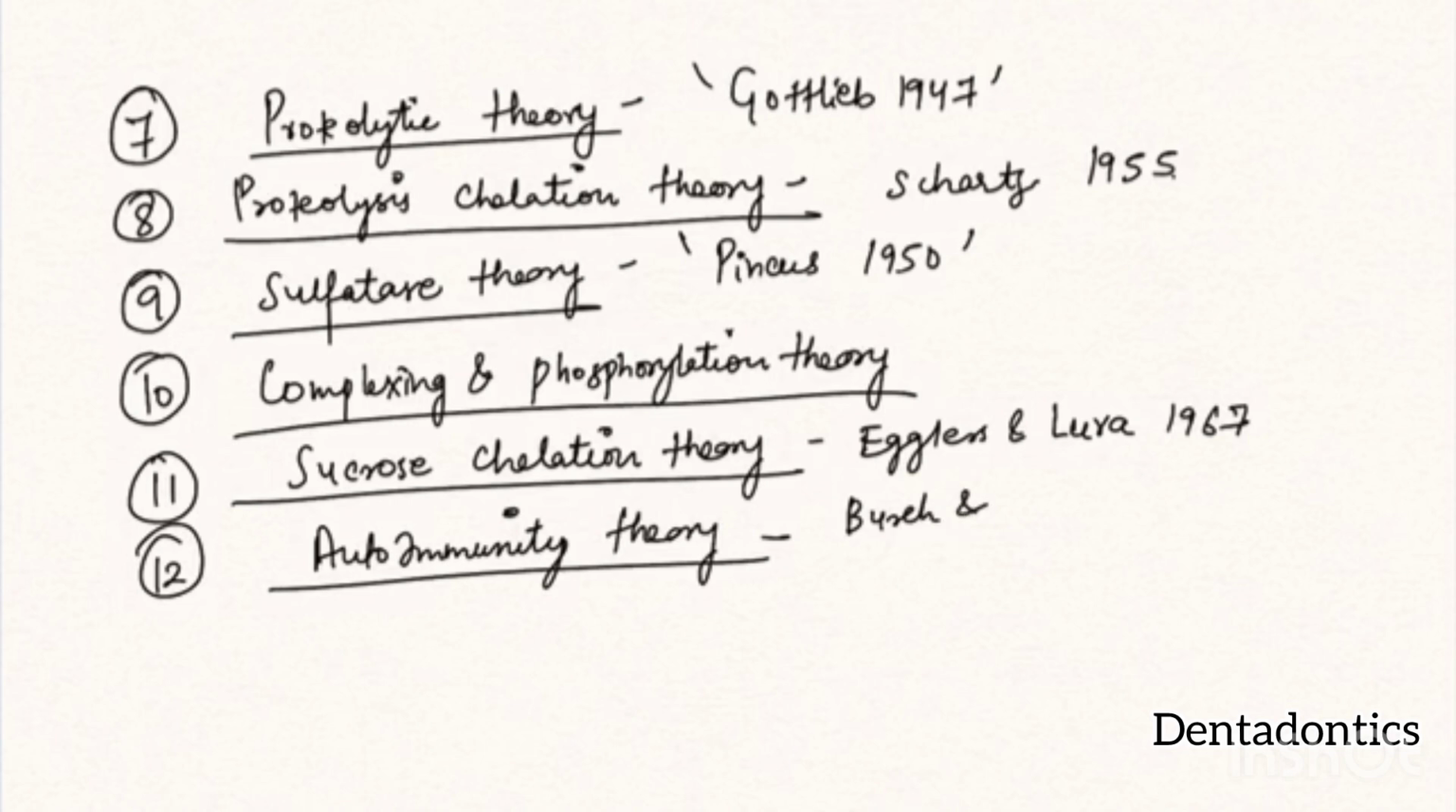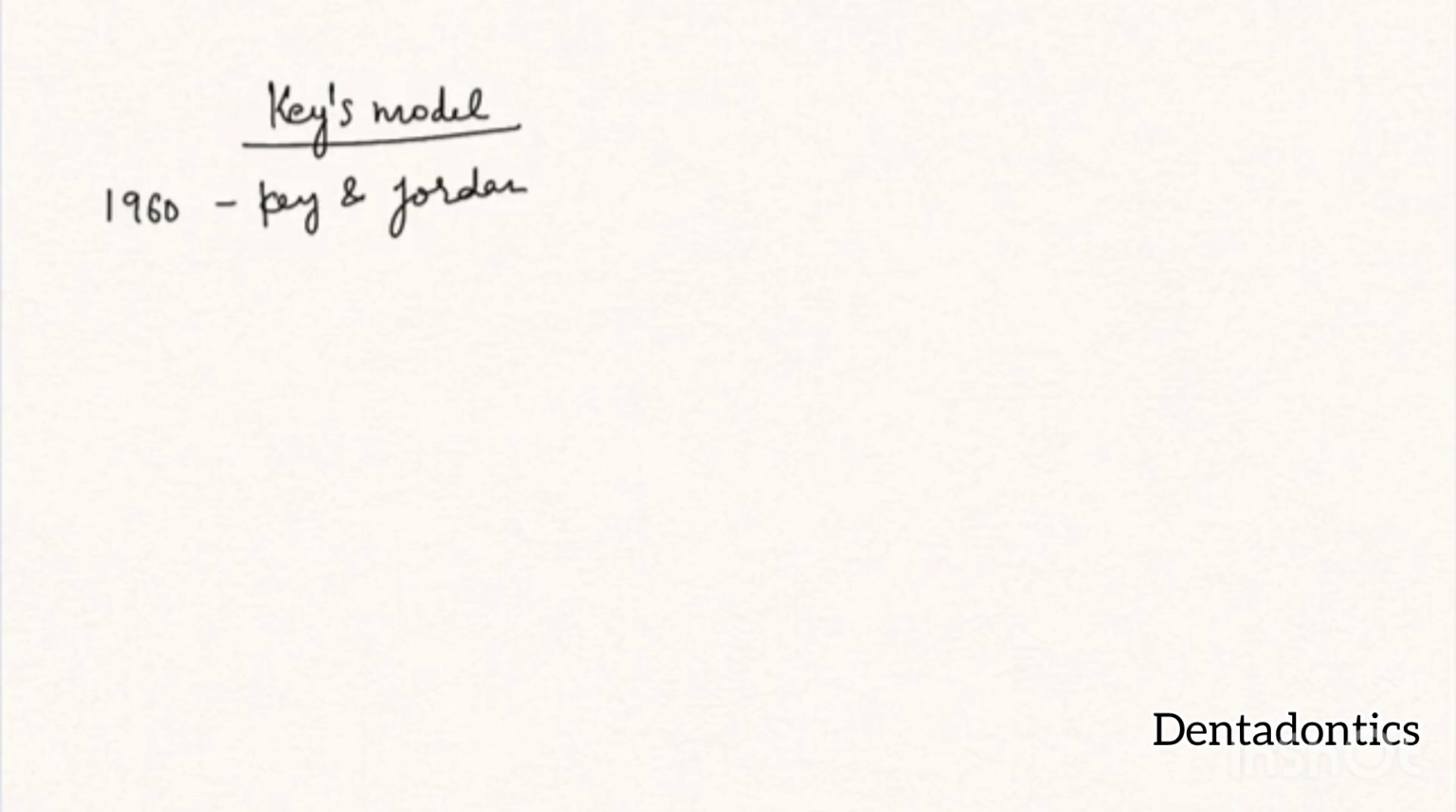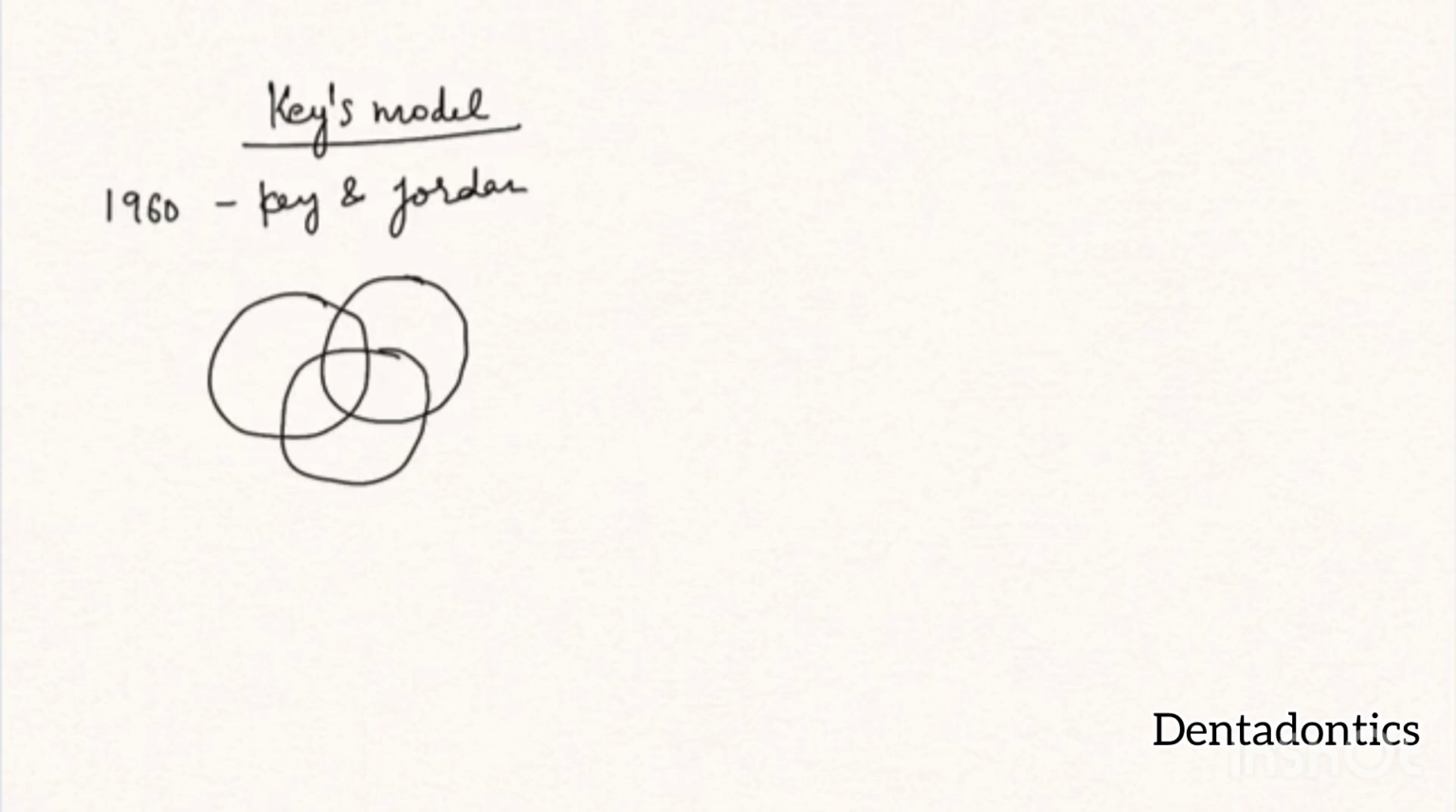Now coming to the various caries models, the first is the Keyes model given by Keyes and Jordan in 1960. They stated that caries occurs because of three major factors. First is the tooth, second is flora, and third is substrate or the carbohydrate, which leads to the caries. Later in 1982, Newbrun added the fourth factor, which is time.